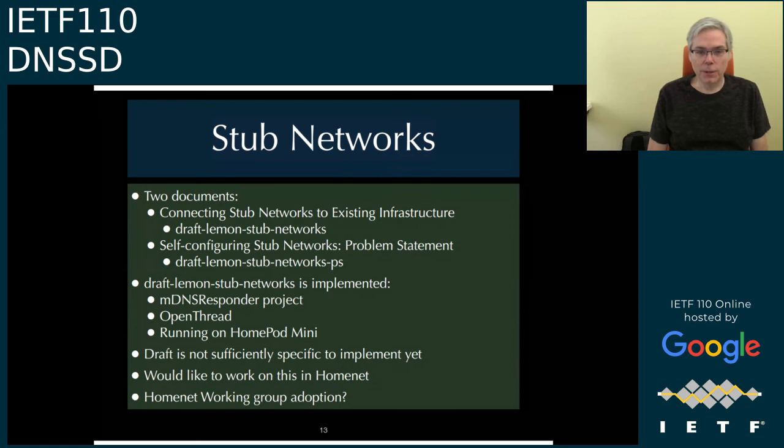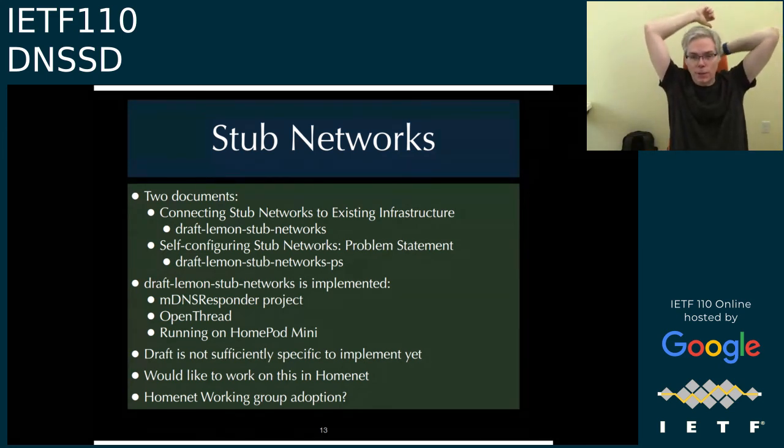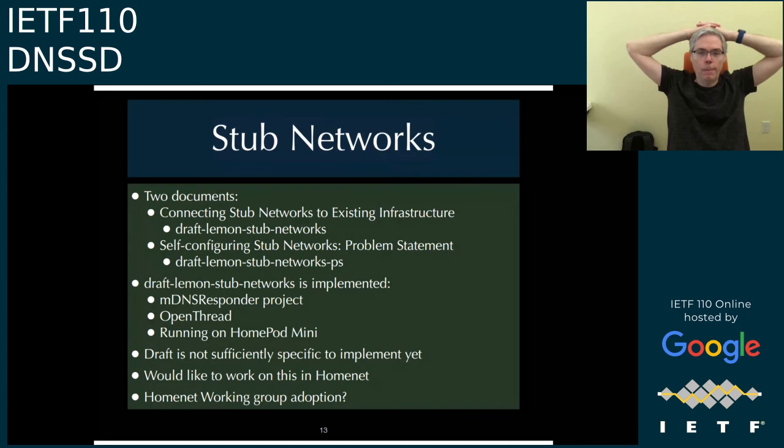The implementation document, currently draft lemon Stub Networks, describes how to connect Stub Networks to existing infrastructure. And that document is based on the work that we did on the HomePod Mini and on OpenThread. It's a pretty good document. It still needs some work. It'd be nice to talk about a state machine for how things are managed, which people have asked about. I'll talk a little bit about what's in the document after I've gone over my spiel about maturity.